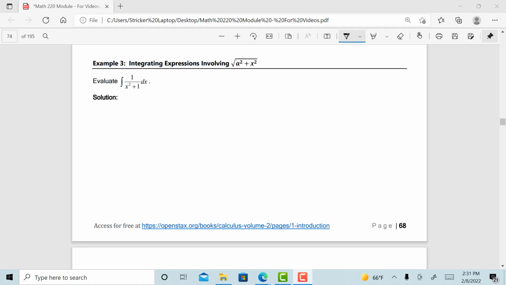This is the last and final video for section 3.3, and in it we're going to cover example 3, which is the last type of integral. These are ones where we have a constant squared plus x squared. And so that's what you see here. We have the integral of 1 over x squared plus 1.